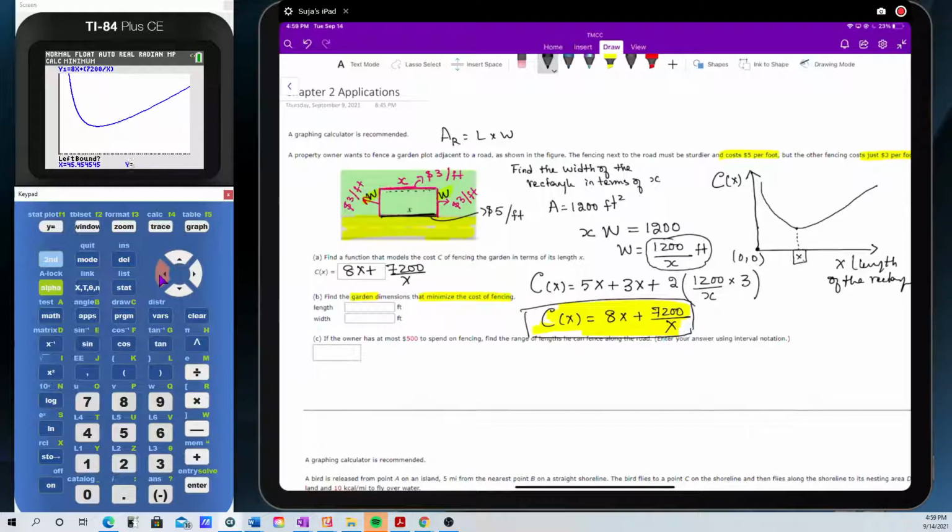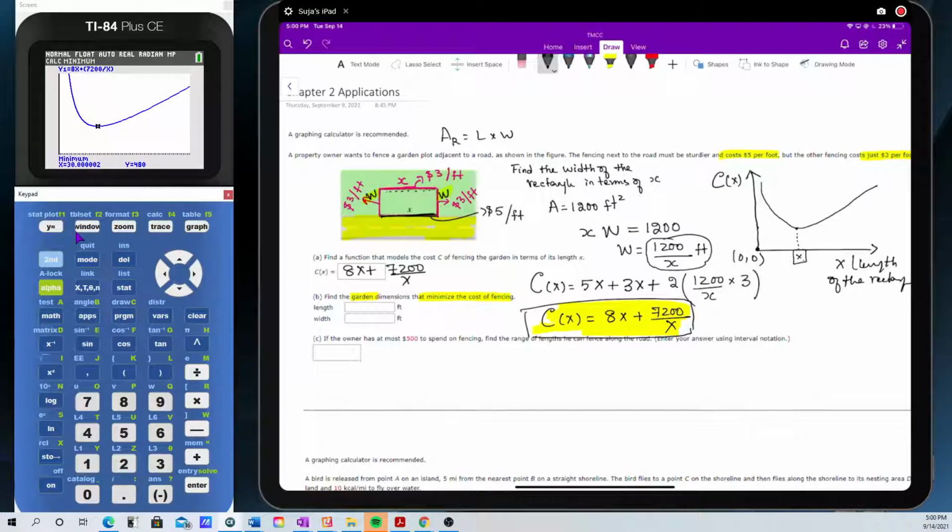Use your left arrow. Bring it to the left side of the minimum point, somewhere to the left, closer to the minimum point. Enter. Then right bound, bring it to the right side of the point. It looks like it's increasing, right? It's starting to increase. Enter. Enter again, and that will give me the minimum value. So see, the minimum x value is 30.